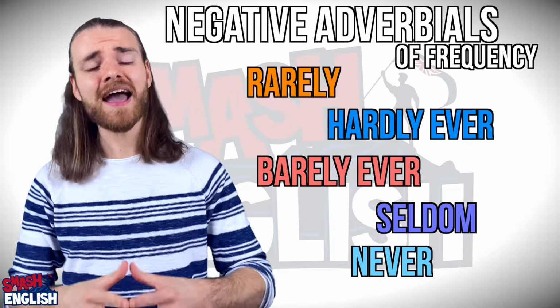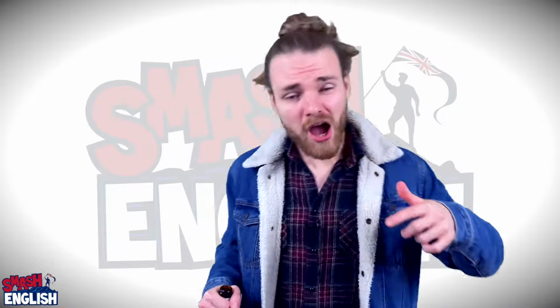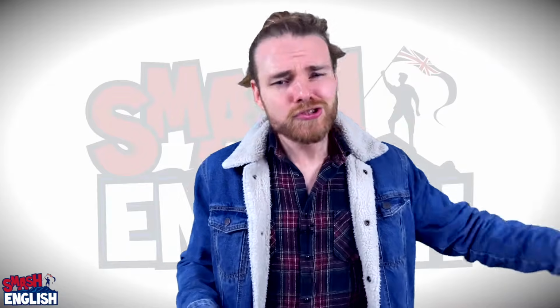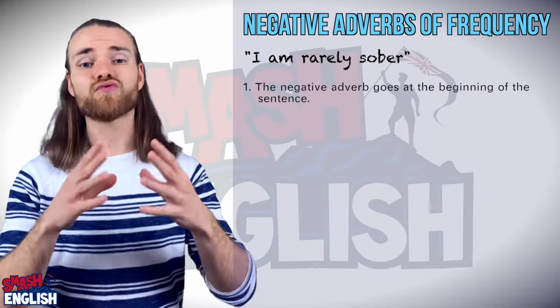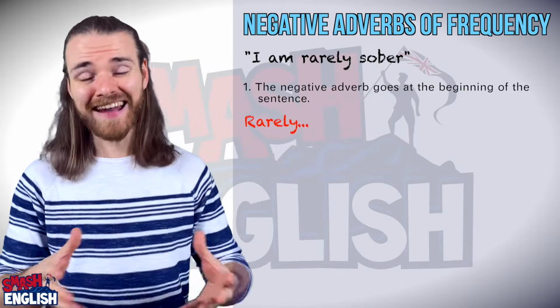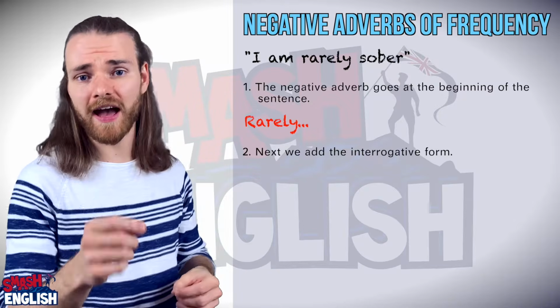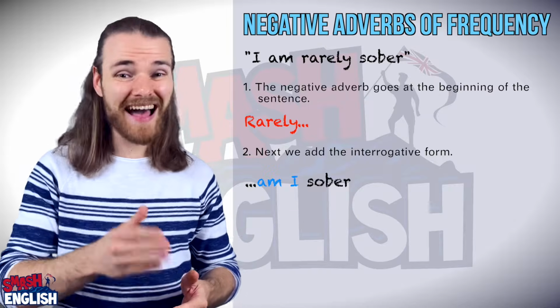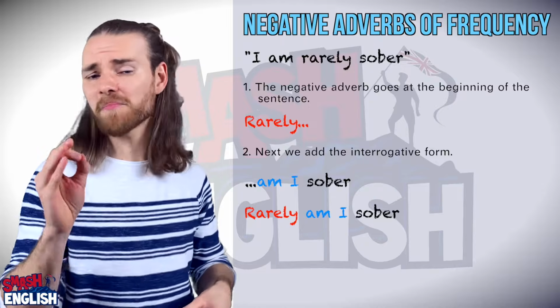Bruce, give me a sentence with the word rarely, please. I am rarely sober. Okay then, so the first thing we do is put rarely, the negative adverbial, at the beginning of the sentence. Now we need to add the interrogative form. The statement is I am sober, the interrogative form, am I sober? This gives us the inversion: Rarely am I sober. Honestly, it's easy, but the examiners love it, so do it.